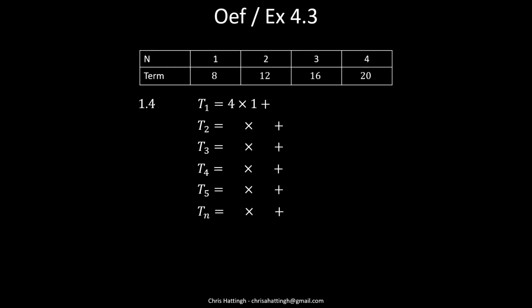The first one is 4 times 1 plus 4. Then you've got 4 times 2 plus 4. You've got 4 times 3 plus 4. Then you've got 4 times 4 plus 4. 4 times 5 plus 4. And then you'll have 4 times n plus 4.